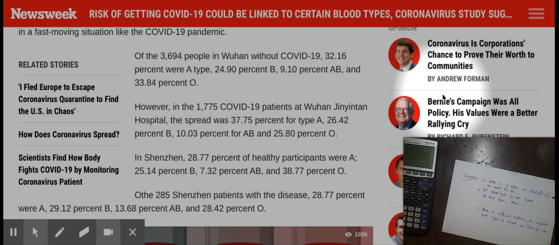Okay. Now I would like to see if you guys can repeat this, but with a different claim. The article also suggests that if you are type A blood, you are more at risk. Please develop a hypothesis test, run through the model, run through the mechanics, come up with a p-value, and come up with a conclusion whether or not type A blood people are more at risk of contracting the coronavirus.